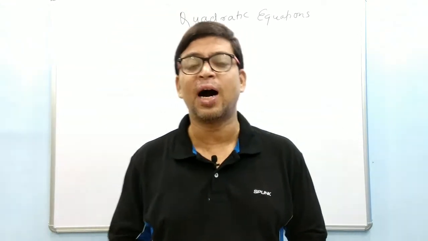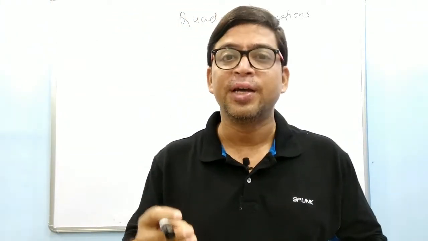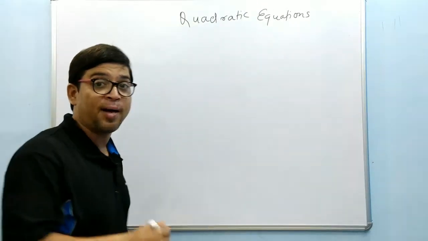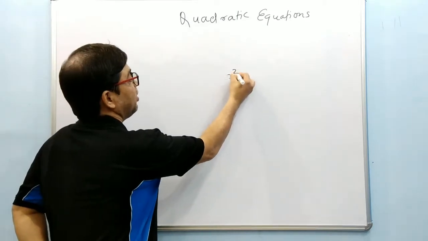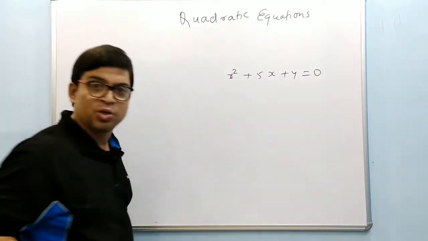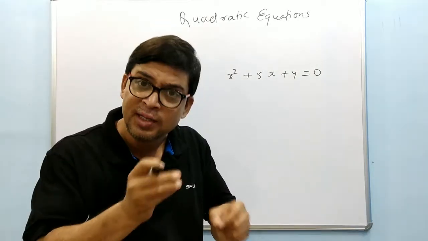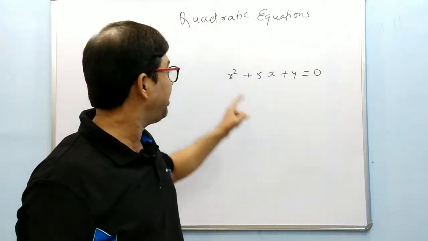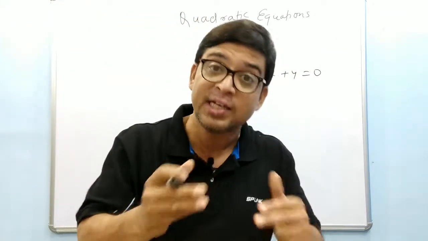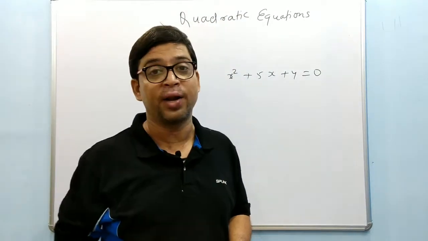Do you know what is a quadratic equation? A quadratic equation is a second degree equation in any variable. See, I am writing x square plus 5x plus 4 equal to 0. So this is an equation. Why equation? Because equal to is here. Second degree, why? The highest power of the variable is 2. So a second degree equation is a quadratic equation.